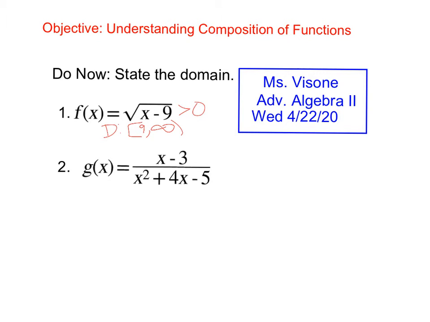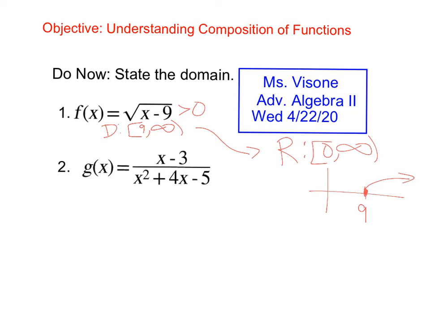And then you can do the range. You should be able to do the range pretty quickly for that one. The range is 0 to infinity. Right? And you should know that. You should know what that looks like. It's a square root at 9. All right, looks like that.